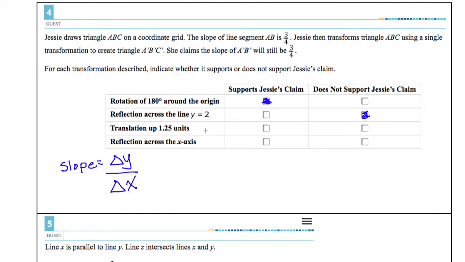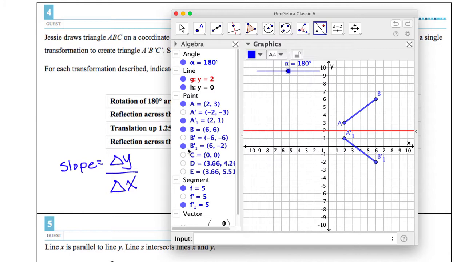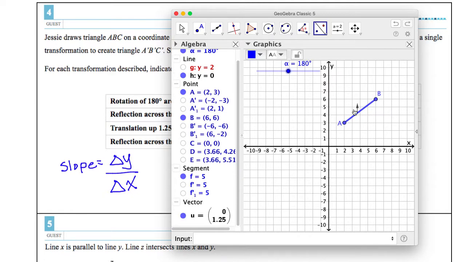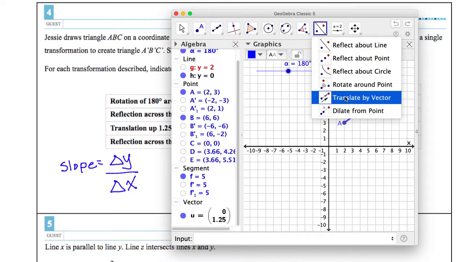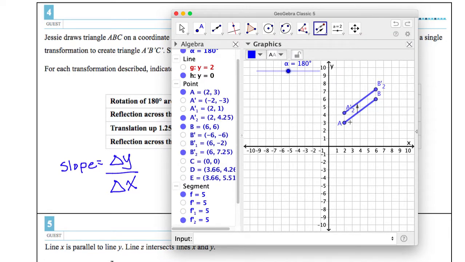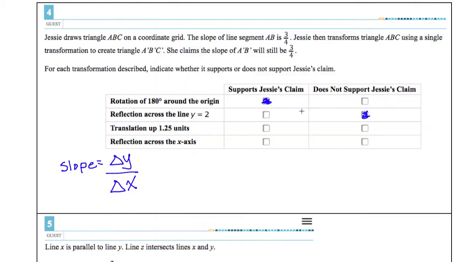Translation up 1.25 units. Well, if I'm just moving it up, the slope should stay the same, but let's go ahead and check it out. So if I have this segment, and I want to go up, so it's going up this amount, 1.25. We'll see the same. If I'm going to translate this segment by this vector, there it is. It's the same vector, basically, or it's the same slope. We're good. Yeah, that one makes sense. I'm just moving it up.